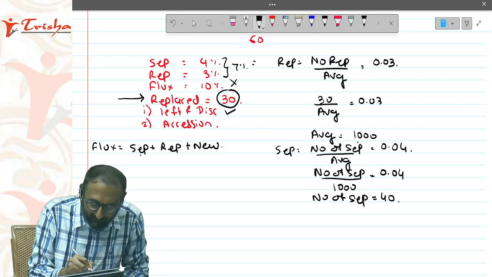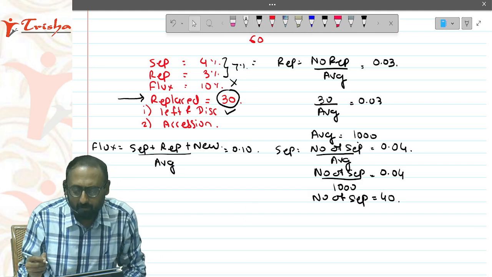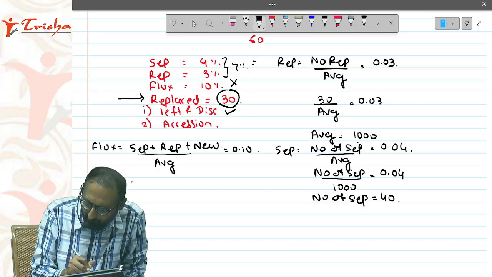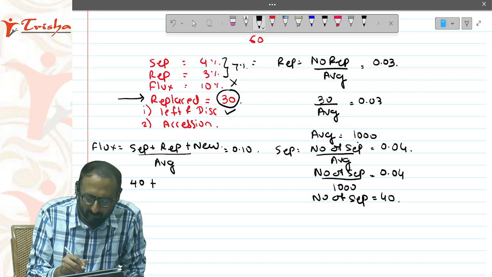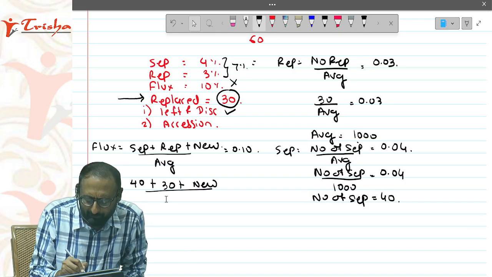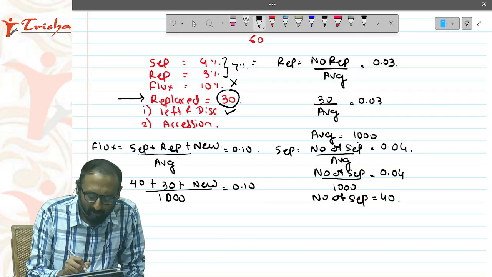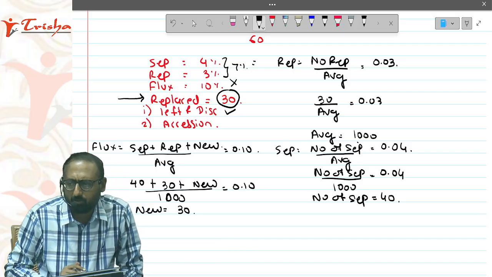So divided by average number of workers is equal to 0.10. Number of workers separated, how many? We have calculated 40. Next, number of workers replaced. Replacement given in the question is 30. New recruitment we don't know. Divided by average number of workers, which is 1000, is equal to 0.10. So please tell me how much will be the new recruitment for expansion? Is it 30 workers?